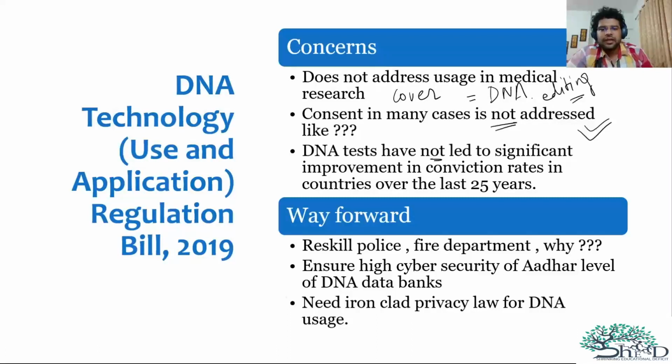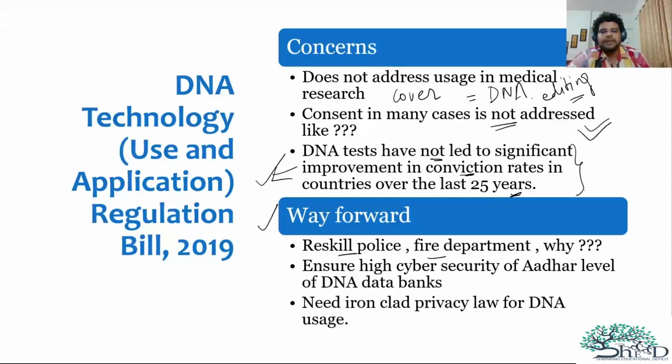DNA tests have not led to significant improvement in conviction rates in countries over the last 25 years. So again, just for crime, it should not be made. The bill should encompass more things. So what is the way forward? Now this third point is taken from USA. This study was done in USA. So they also used DNA tests to catch criminals. So the study was taken from there. So whenever you want to compare something, you can see how it is being done in an international arena. What is the way forward? You need to reskill the police, the fire department.